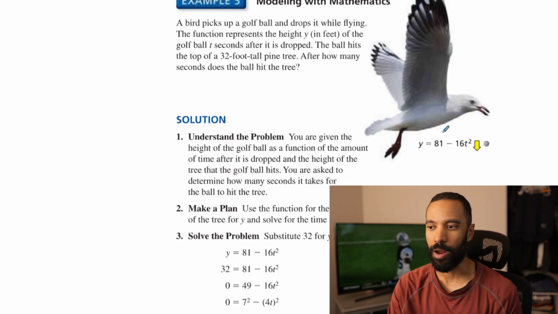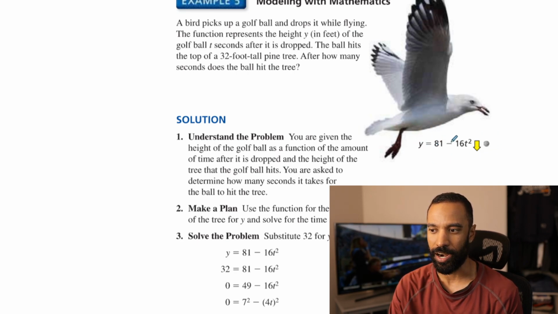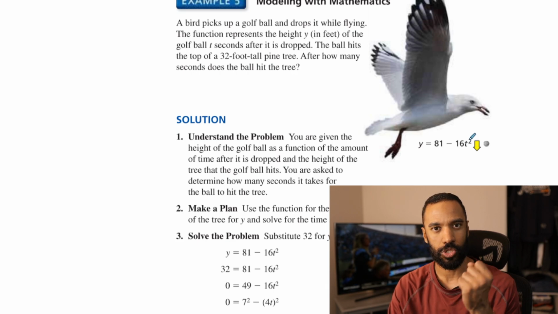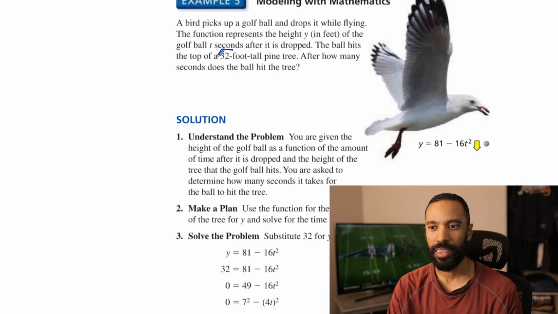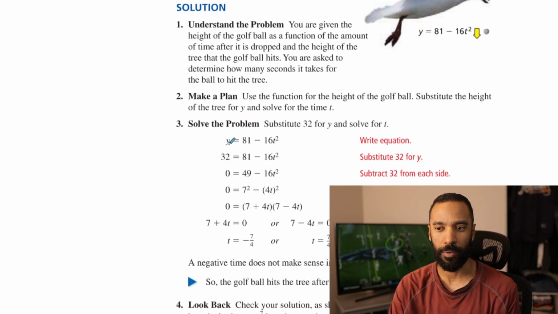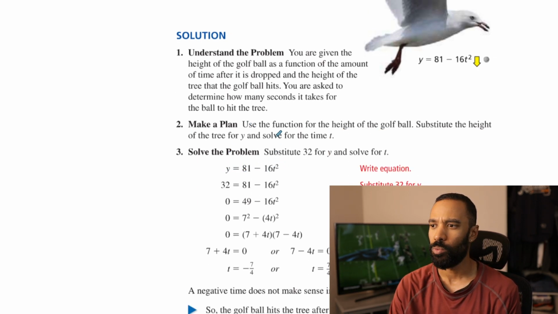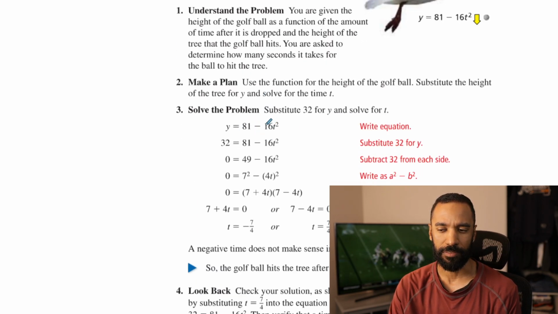So, understanding the problem, they give you a model for this bird here. The bird is probably 81 feet in the air. The minus 16t squared as it drops it and gravity's taking over. And what we're going to do is figure out when the height of this is 32. At what value of t do we equal 32? So you see an equation that says y represents the height. Here's the model of the golf ball as it's dropped after t seconds. Let's set y equal to 32 and let's solve for t in this scenario.